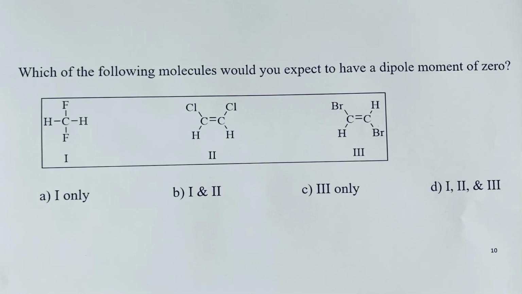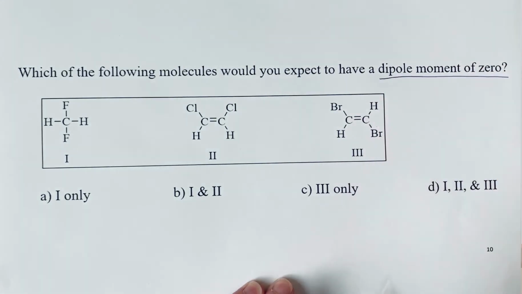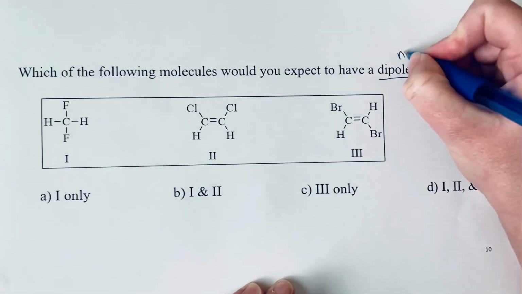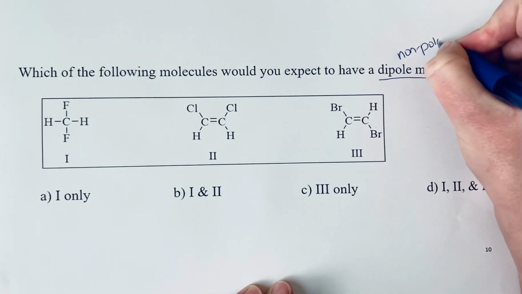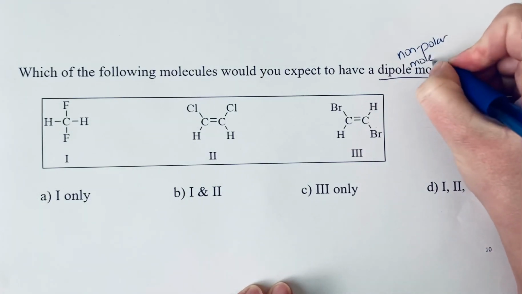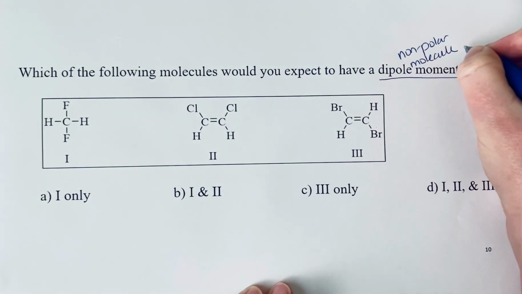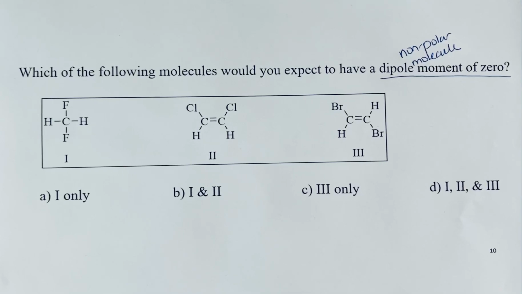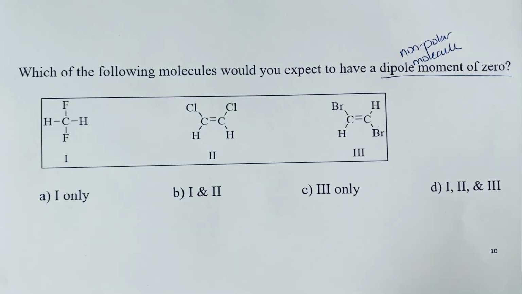Which of the following molecules would you expect to have a dipole moment of 0? So a dipole moment of 0 means a non-polar molecule, or completely non-polar. That means that if you do have any bond dipoles, if you have any polar bonds in your molecule, they are pulling, and you have another one that's counteracting it. So you'd have equal bonds pulling equally in opposite directions.